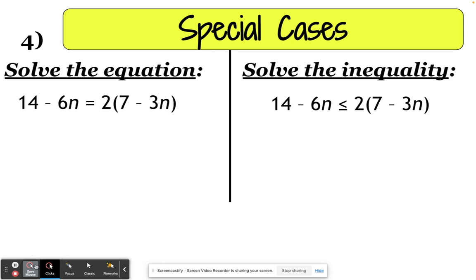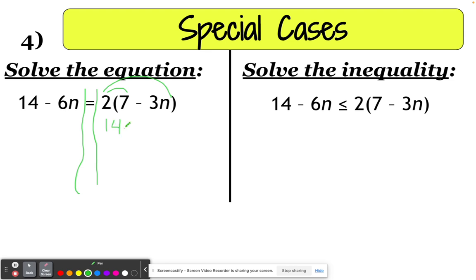Okay, now I have some special cases. These might look familiar. As you recall, we had some special cases when we solved these problems in solving equations. First thing we do is feed the birds. 14, 2 times 7, minus 2 times 3n is 6n.